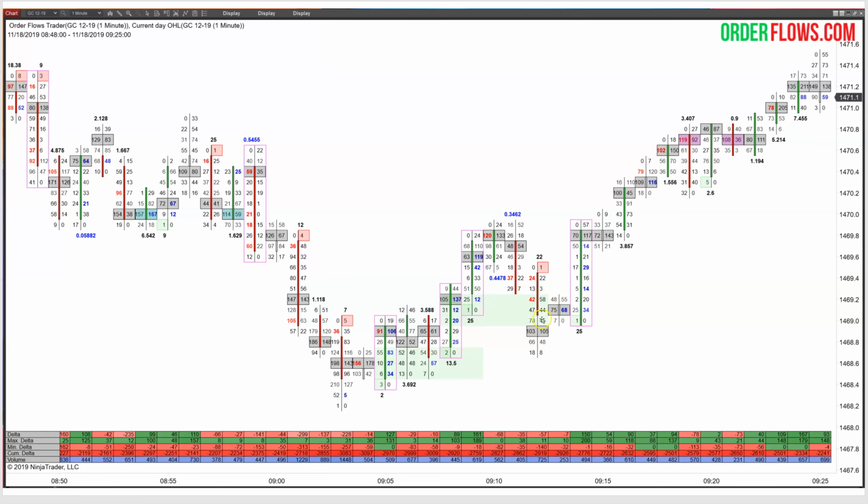Then it just goes sideways a little bit before it gets another pop and moves, basically from 69.5, 69.60, all the way back up into the 71s.